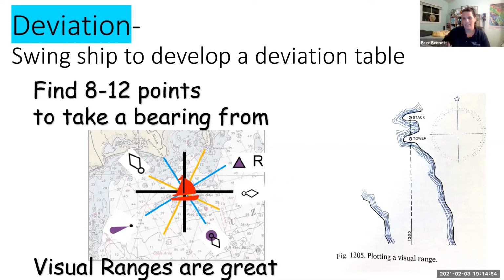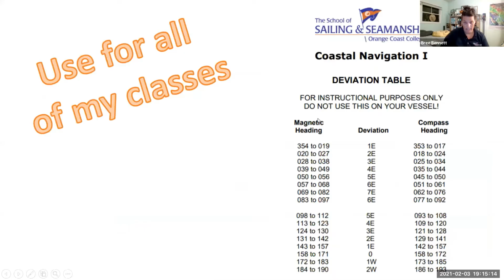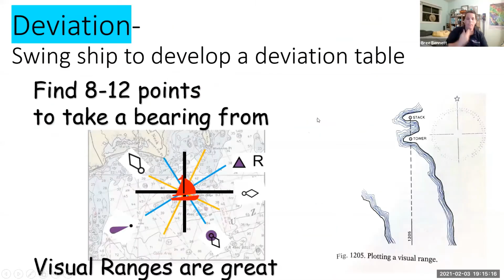A lot of people just say, oh, who cares about deviation? It's going to be small anyways. But it is there. And the longer you go on a certain course, the more error you're going to get from it. So if you wanted to create one of these deviation tables, the term for that is called swinging the ship, to develop your own deviation table. You can do this at any time.